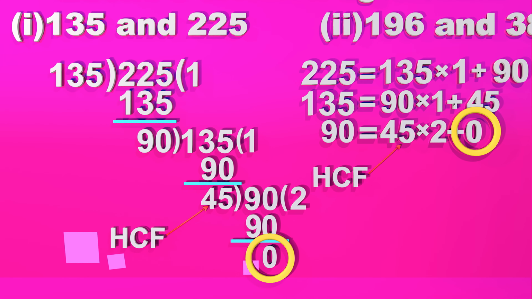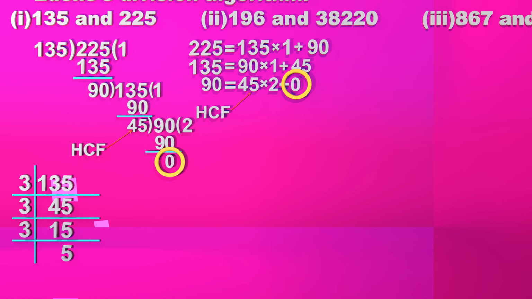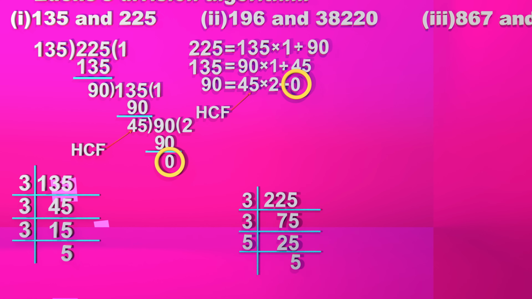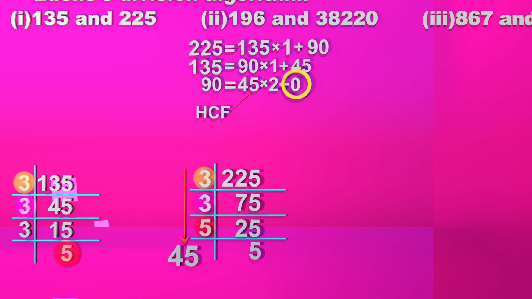This can also be found out using prime factorization method. Here we have taken the prime factorization of 135 and also have taken the prime factors of 225. 3 is common in both factors, another 3 is common, and also 5 is common. By multiplying all these 3 factors, we will get 45. And hence we found the HCF using prime factorization method.